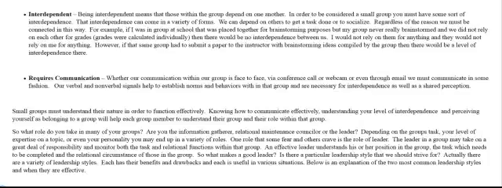However, if that same group had to submit a paper to the instructor with brainstorming ideas that was compiled by the group, then there would be kind of a level of interdependence there. Okay, it would be a lower level, but it'd still be there.